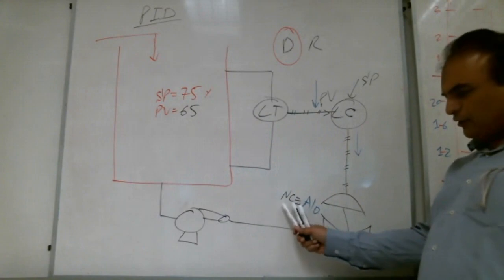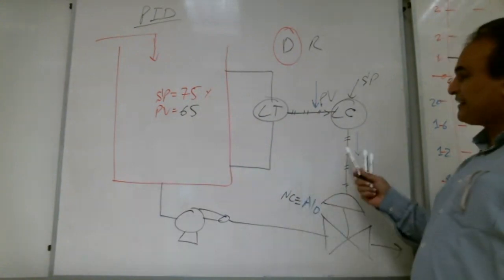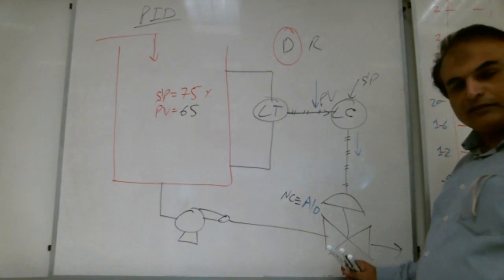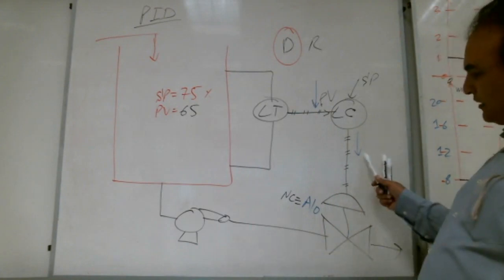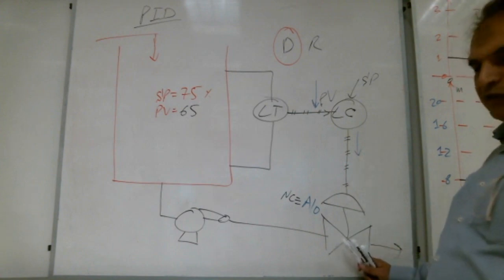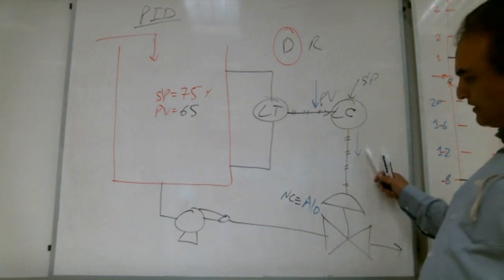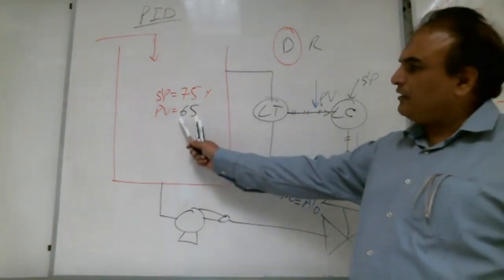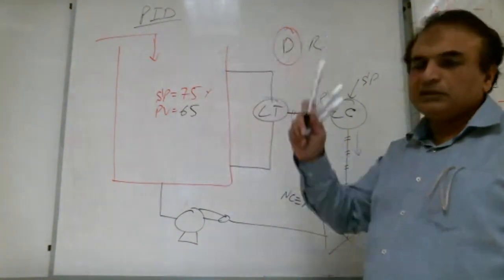This valve is normally closed. If you remove the signal, it will get closed automatically, right? So you will decrease the signal, so the valve will automatically close. That's what you want. So you decrease the signal, the valve will get closed, and the fluid level will rise to 75%.